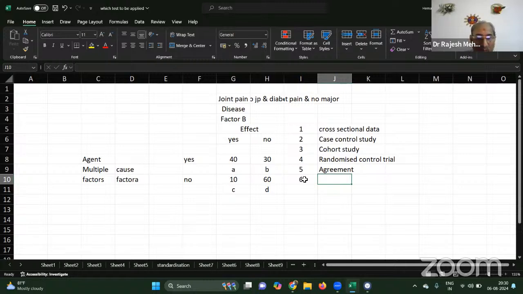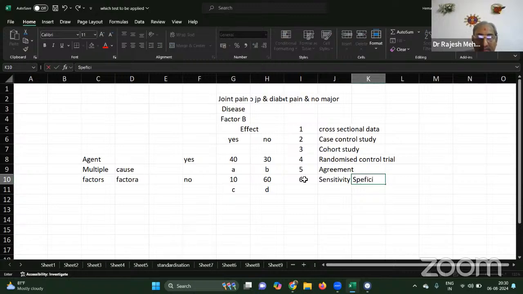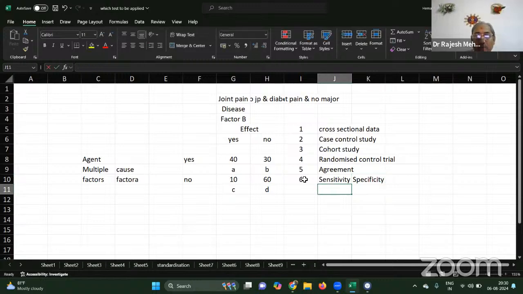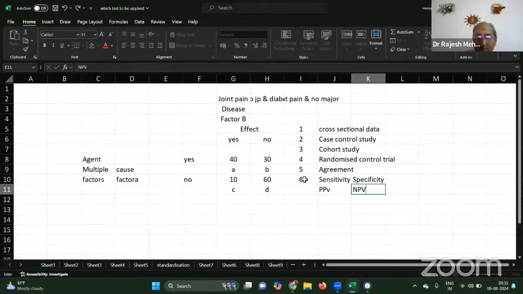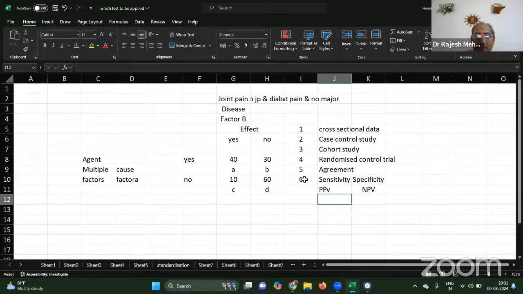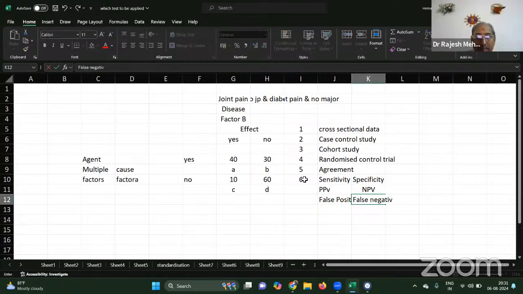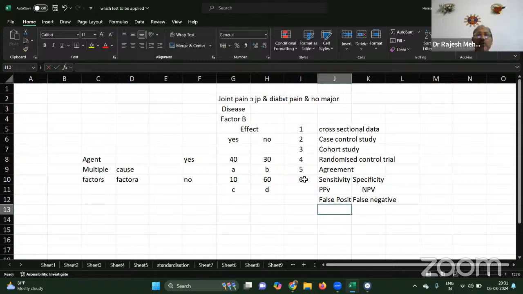In this case, you may find out sensitivity, specificity. You can also calculate positive predictive value, negative predictive value, and odds ratio. Also you can find out false positive and false negative. So when a 2 by 2 table is given to you, there are six kinds of analysis which you can do.